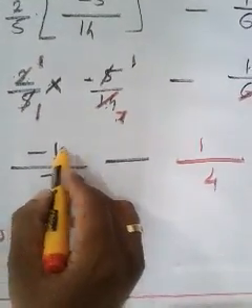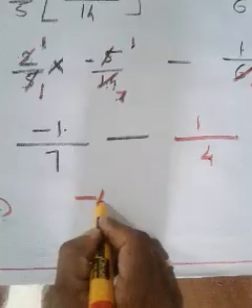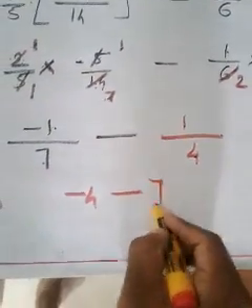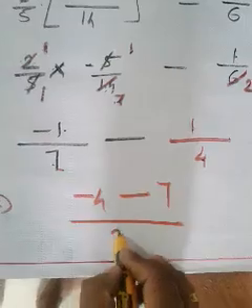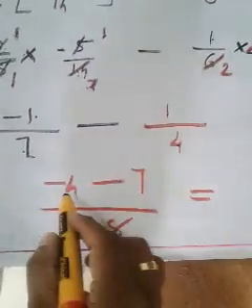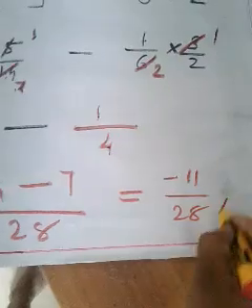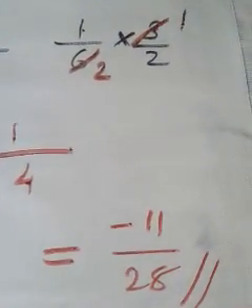What is minus 1 into 4? Minus 4. And next to this, the operation is subtraction. 7 into 1, 7; 7 into 4, 28. And what is the answer? What is minus 4 minus 7? Minus 11. So the answer is minus 11 by 28, which gives your final answer.